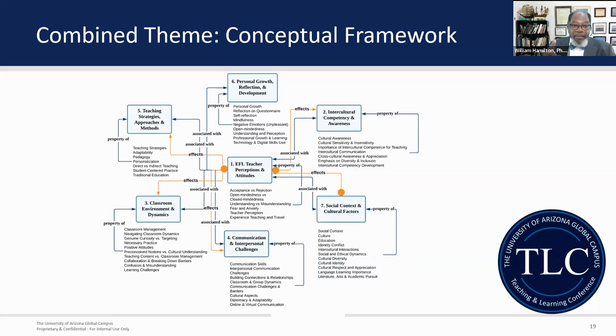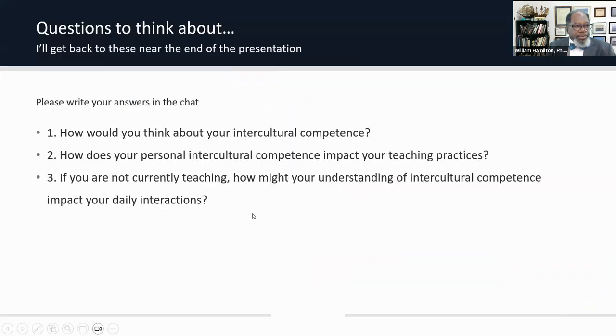Number 5, top left, teaching strategies, approaches, and methods. Number 6 at the top, personal growth, reflection, and development. And the last one, number 7, bottom right, social context and cultural factors.